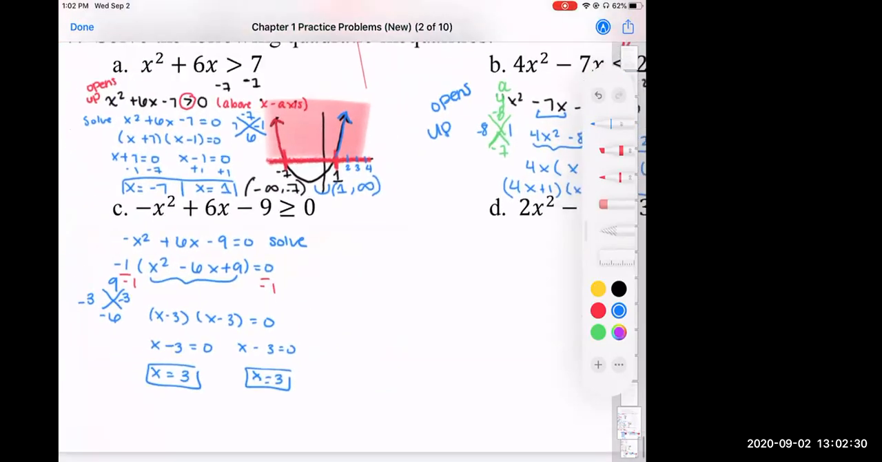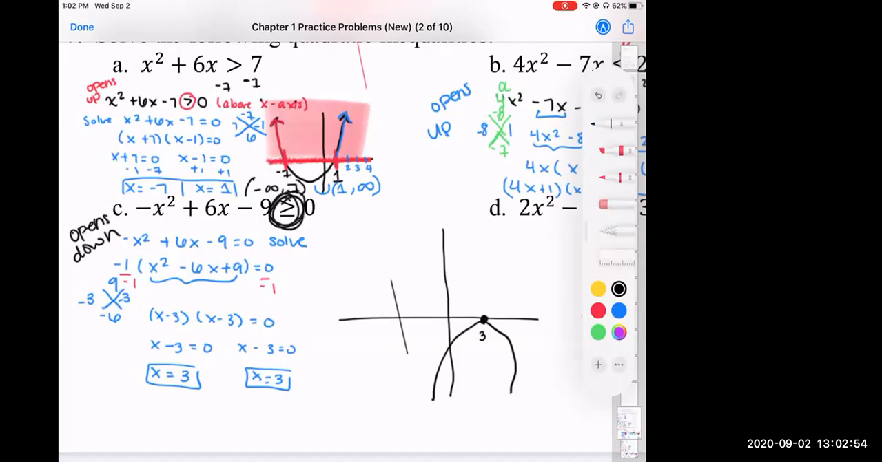Let me do my rough sketch. So my parabola, this tells me it opens down, right? Because I have a negative. So it opens down and it only touches the x-axis at 3. So my graph looks like this. And that's not an open circle, it's a closed circle because I have that equal to in my function.